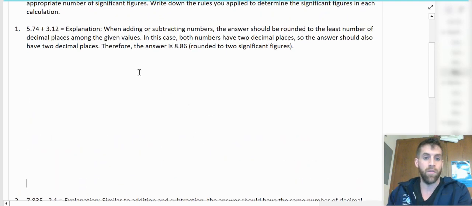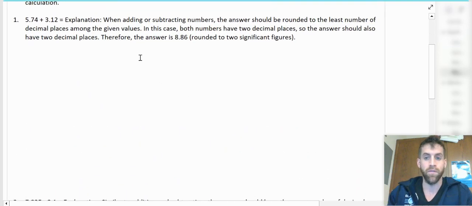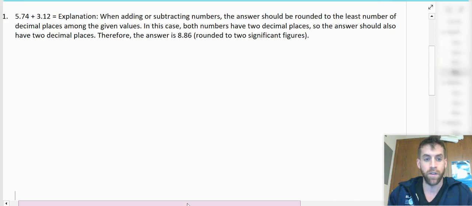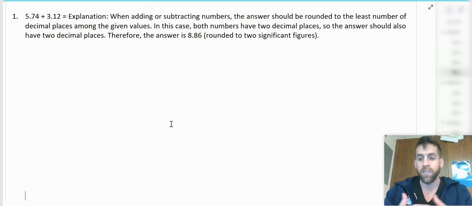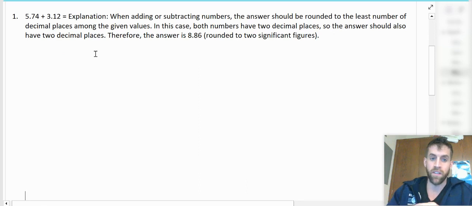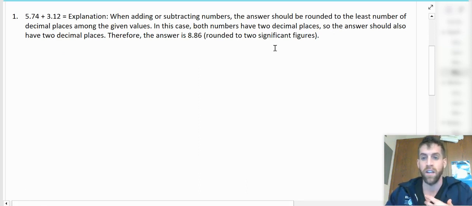Our first problem is 5.74 plus 3.12. My explanation for this is that when we are adding or subtracting numbers, the answer should be rounded to the least number of decimal places amongst the given values. In this case, both numbers have two decimal places, so the answer should also have two decimal places. Therefore, the answer is 8.86, and we're going to round to the two significant figures.